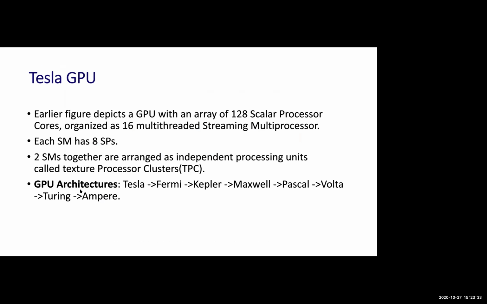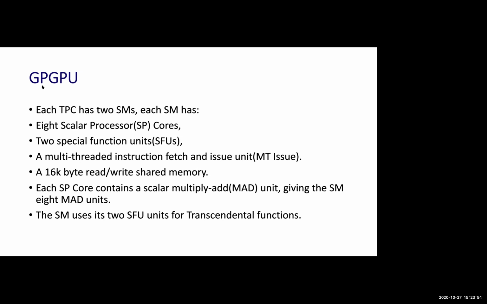If you see the GPU architectures, the first was Tesla, and next are Fermi, Kepler, Maxwell. The latest, Ampere, was released by NVIDIA this year, at GTC in March. As I said, this session will mainly cover general purpose GPU and will not focus on the graphics part. I have one slide on the basic graphics rendering pipeline, and the rest will focus on deep learning and other general purpose applications. Each TPC has two SMs.